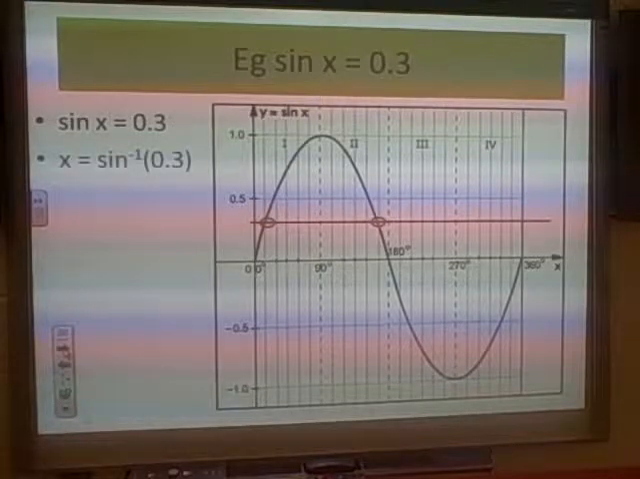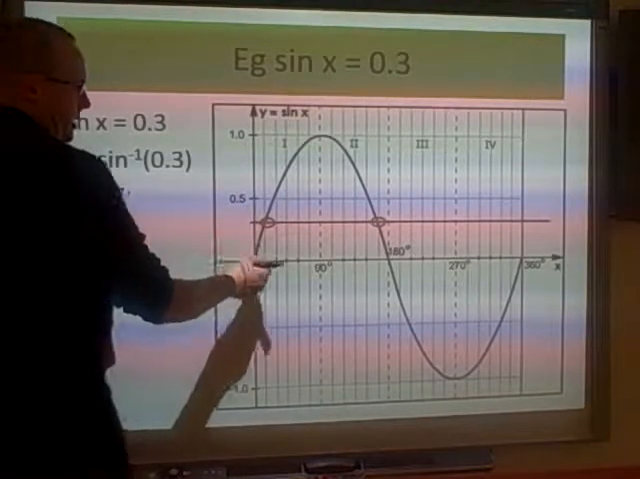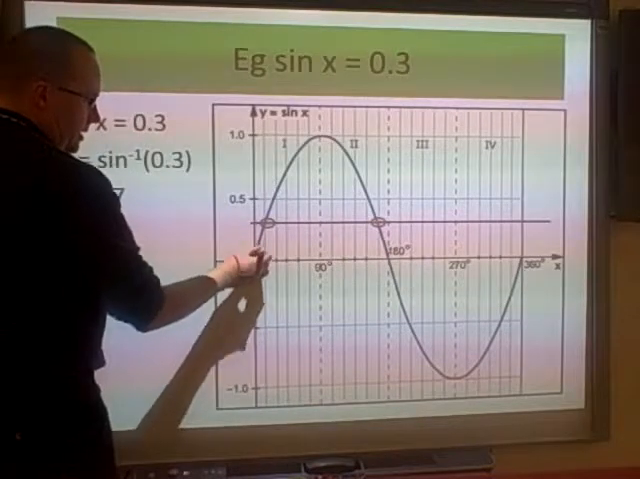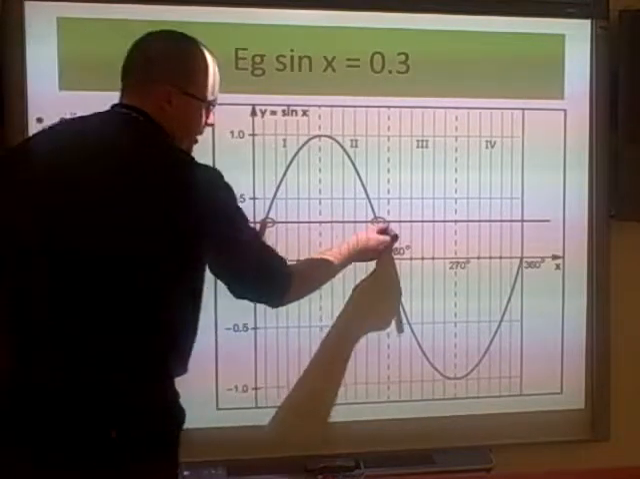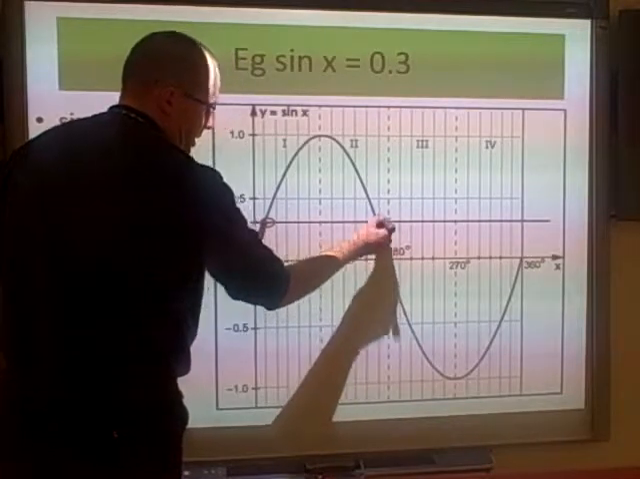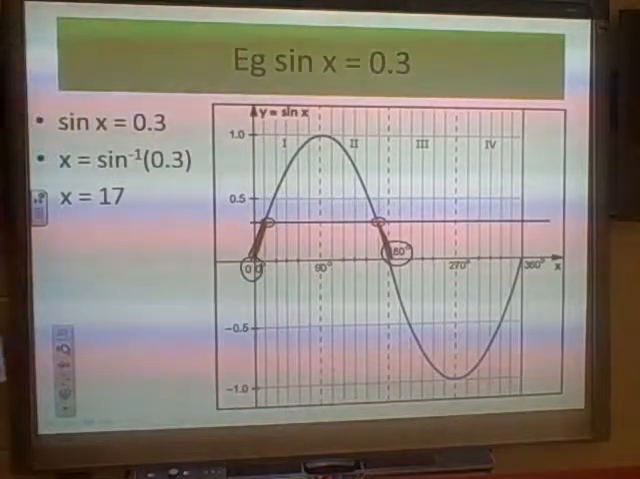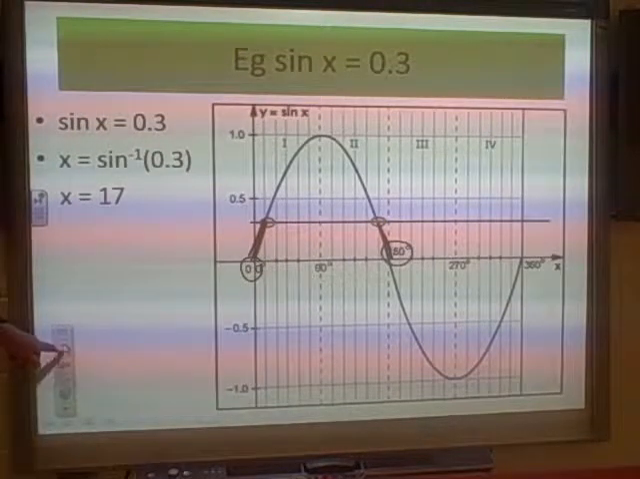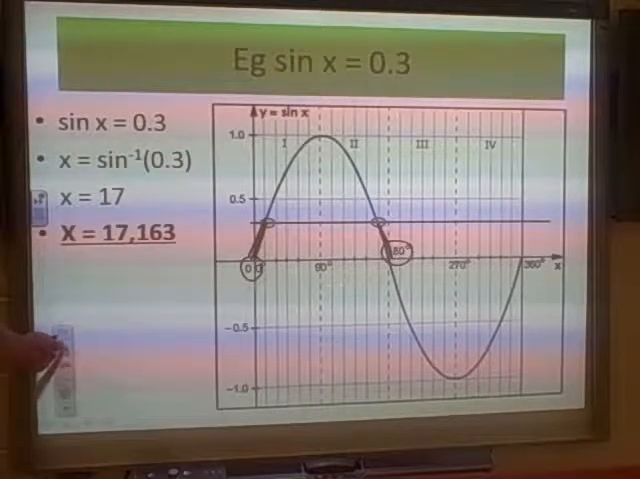Do inverse sine of both sides, so we can find x equals sine to the negative 1 of this. Calculator, 17 degrees to the nearest degree. And then we have to use the properties of the graph to find this other answer. So this distance here is 17 degrees, greater than 0. And this value here, by the symmetry, must also be 17 degrees. But it's to the left of 180. So 180 minus 17 gives you 163. And that would be our two answers for this question.